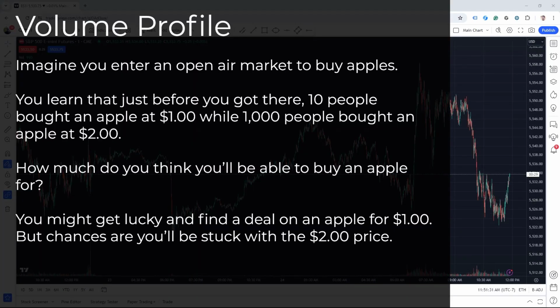Number 1 is volume profile. Imagine you enter an open-air market to buy apples. You learn that just before you got there, 10 people bought an apple at $1, while 1,000 people bought an apple at $2. How much do you think you'll be able to buy an apple for? You might get lucky and find a deal for $1, but chances are you'll be stuck with a $2 price. If you plotted the price and volume of those transactions as a horizontal histogram, you'd get a volume profile.